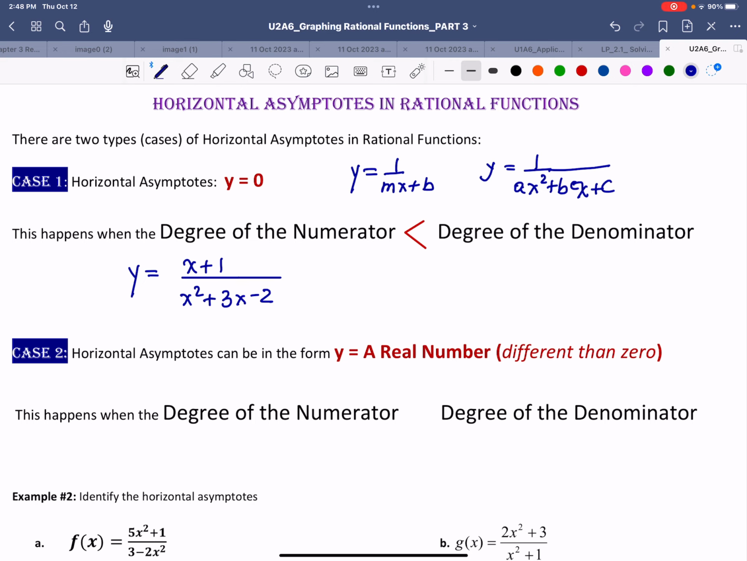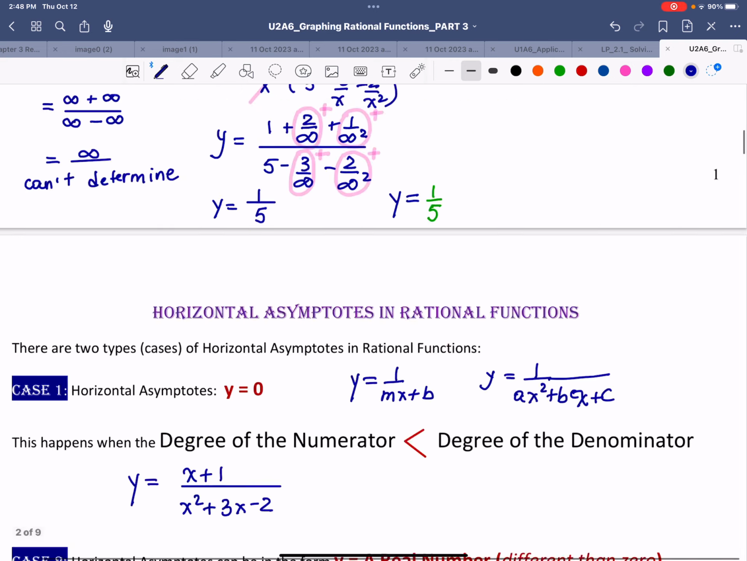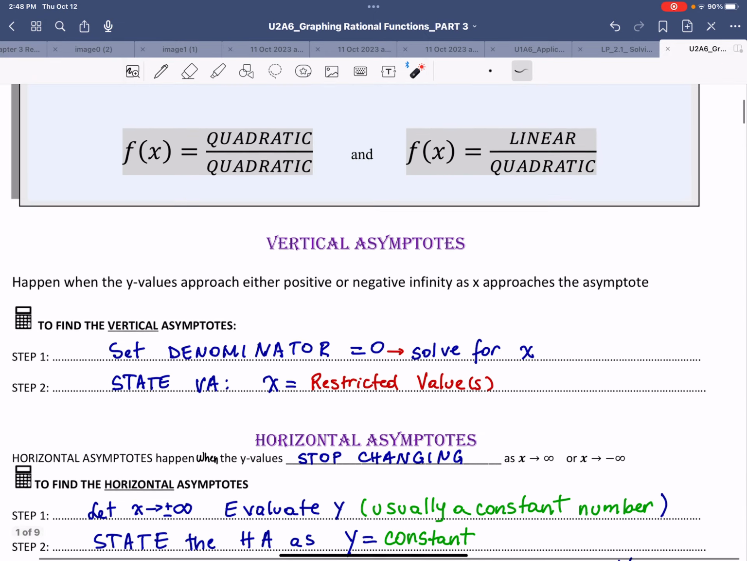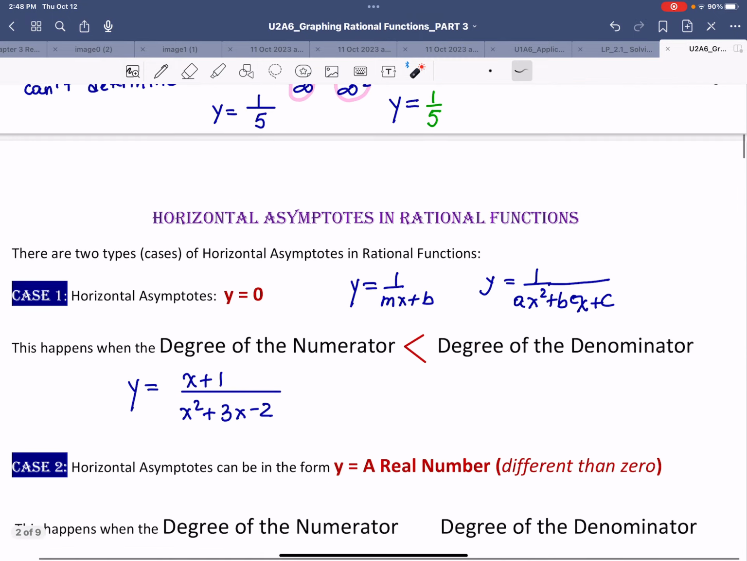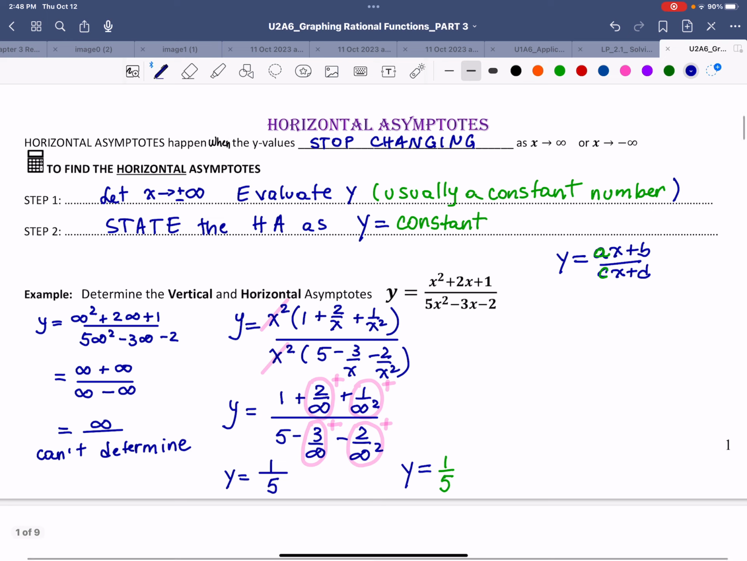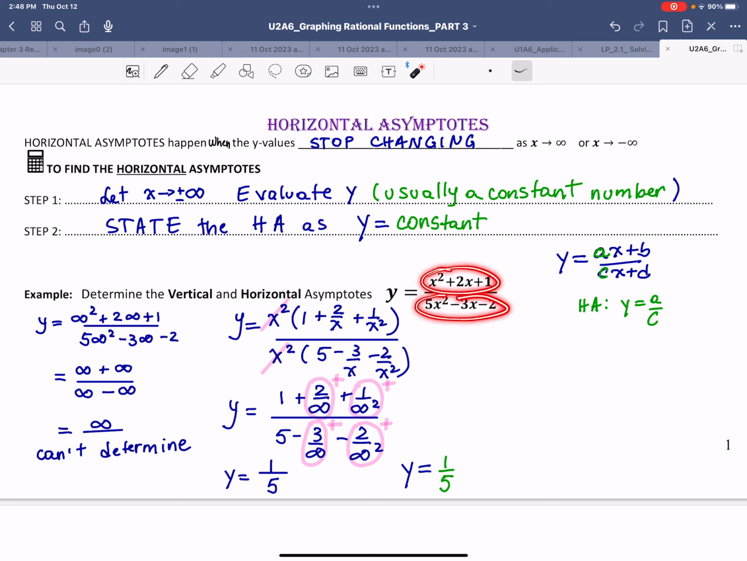Notice that the rule we created was that if we were trying to find the horizontal asymptote in y equals (ax + b)/(cx + d), then the horizontal asymptote was at y equals a over c. And when we look at functions in the form quadratic over quadratic, like the one here, we notice that the horizontal asymptote, again, was 1 over 5.